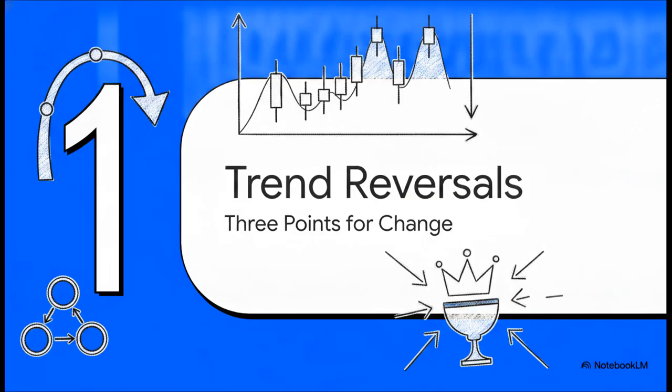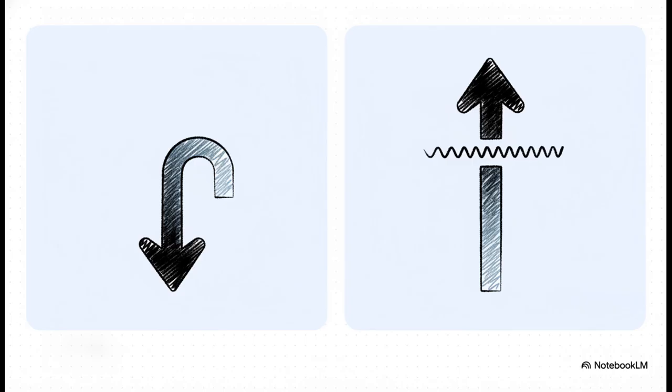Section 1, Trend Reversals. 3 points for change. Okay, let's dive right into this. The holy grail for a lot of traders is knowing exactly when a market trend is exhausted and about to pull a U-turn. Before we get into the specific charts, we need to establish exactly what we're looking for. Broadly speaking, price patterns fall into 2 main categories. You've got reversal patterns, which basically signal that a prevailing trend is dying out and the market is about to reverse direction. And then you have continuation patterns, which signal that the market is just taking a temporary pause before resuming its original path. First up, let's hunt for those reversals.